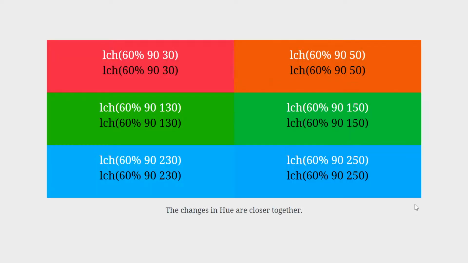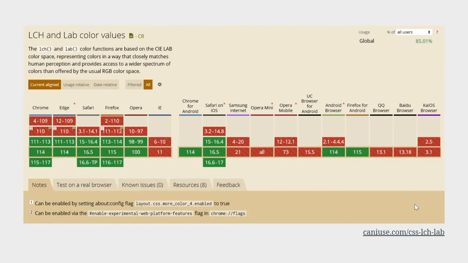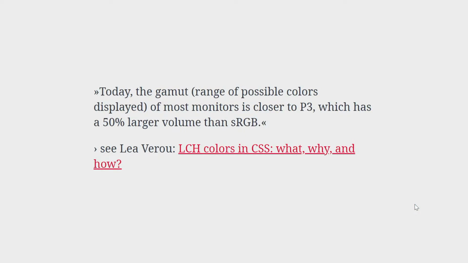In LCH or in lab, this is supposed to be different, because now, when we change the hue, in this case the last variable, the third one, by 20, the colors are nearer together. It's much easier, if you want to manually change colors, to know what the change will be. Much easier than in other color spaces. You can already use these color spaces in modern browsers.